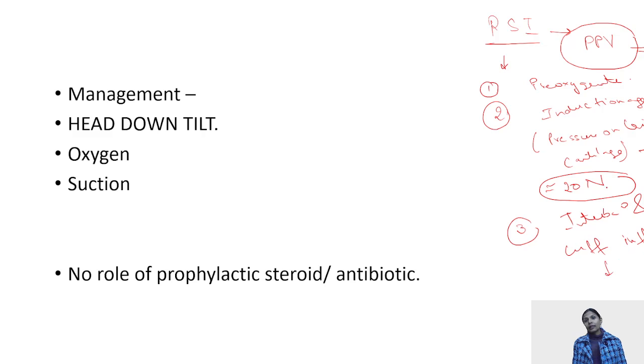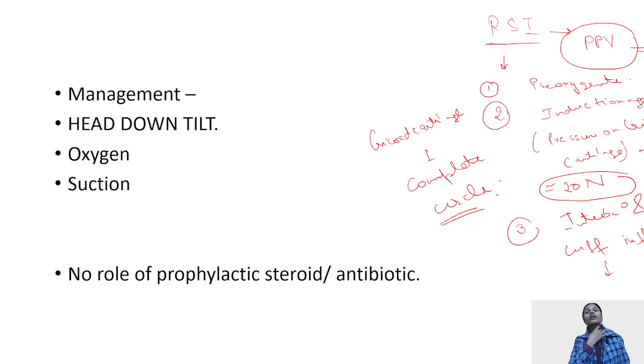Why cricoid cartilage is used is asked as an assertion. The reason is that cricoid cartilage is the only part of the larynx that is a complete circle or a complete ring. So the pressure is given at the cricoid cartilage, and thus we obstruct the esophageal sphincter such that the gastric contents don't go into the trachea. That is your RSI.